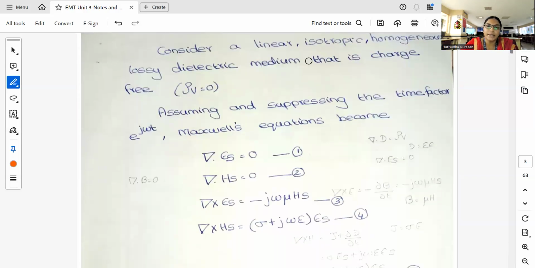Now let's consider a linear isotropic homogeneous lossy dielectric medium that is charge free, so rho v is equal to 0. Assuming and suppressing the time factor e to the power of j omega t, Maxwell's equations become, these are the four Maxwell's equations: del dot Es is equal to 0, del dot Hs is equal to 0, del cross Es is equal to minus j omega mu Hs, and del cross Hs is equal to sigma plus j omega epsilon into Es.